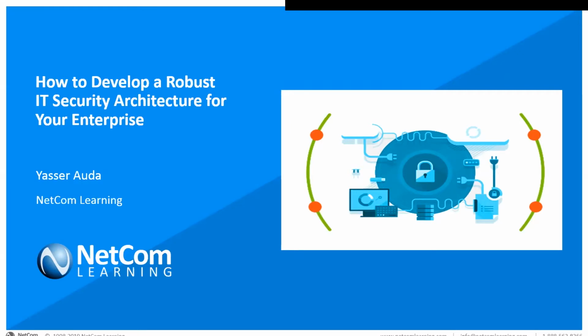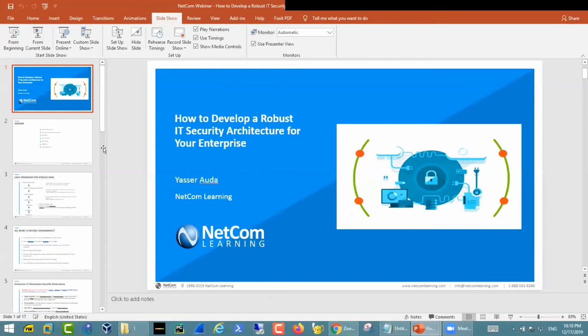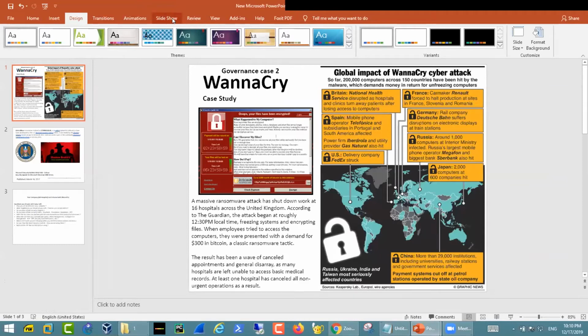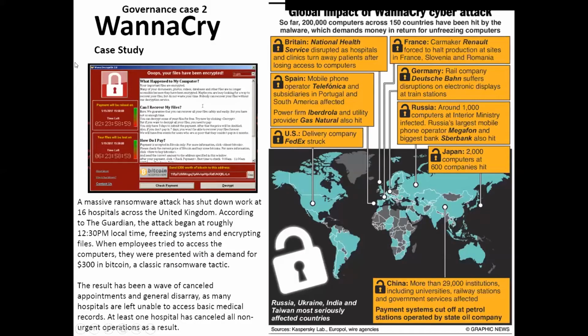And if you search this type of attack, you will discover how important it is for us to build a good IT security architecture for our enterprise. Let me show you a brief on this type of attack. Normally, I give this attack as an example for governance, because if you have effective governance, you will have a good solution to protect yourself from this type of attack.